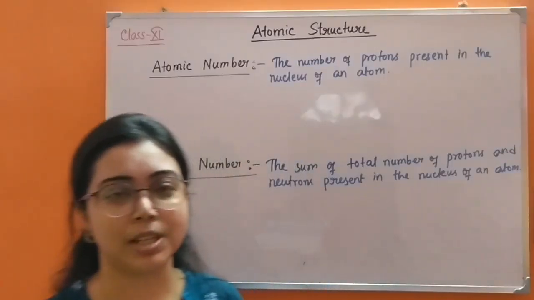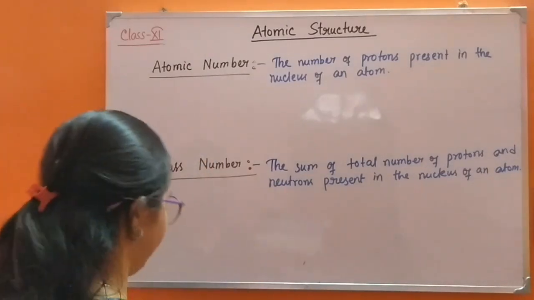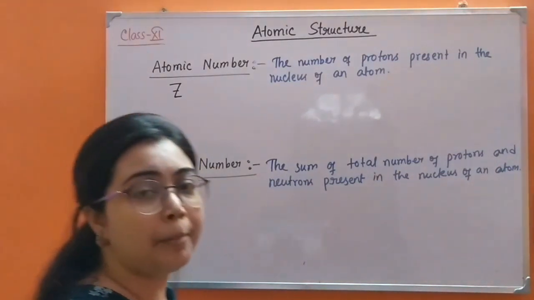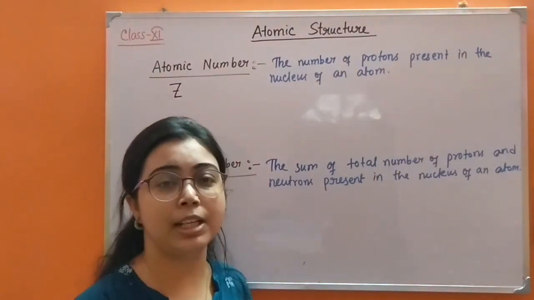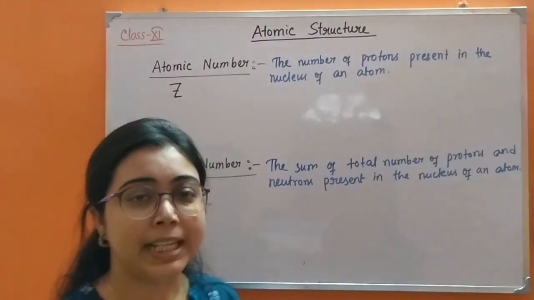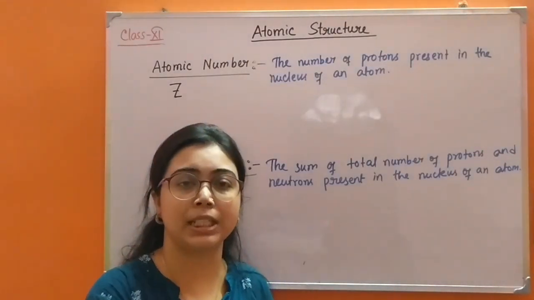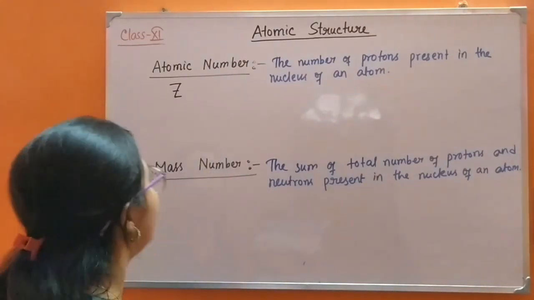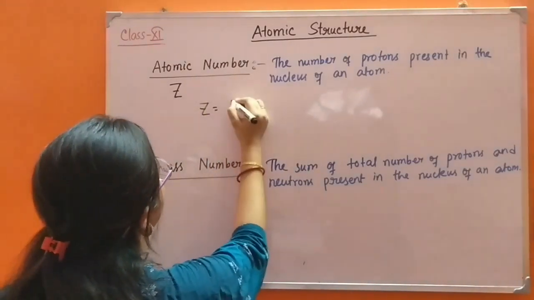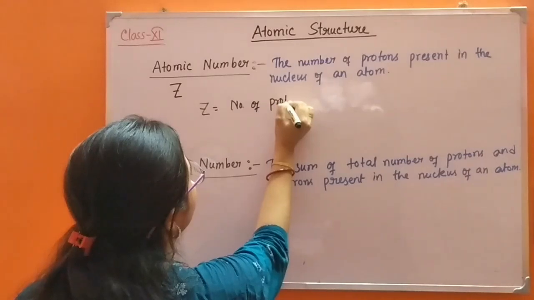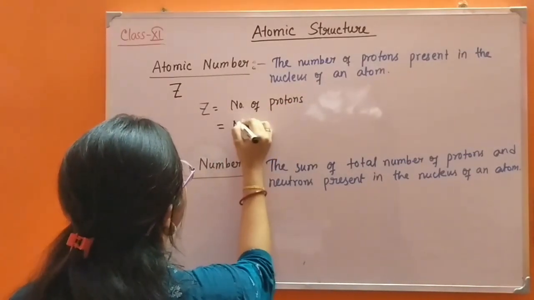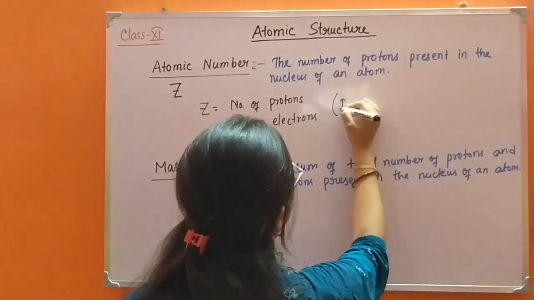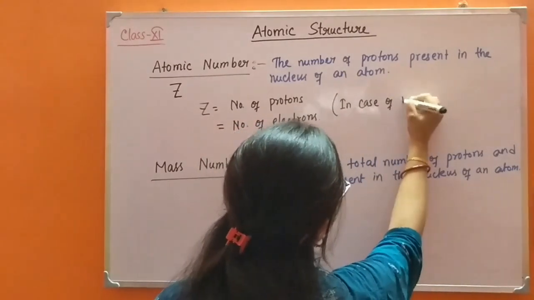Now, we will discuss some definitions. First, atomic number. Generally, atomic number is represented by Z, and the number of protons present in the nucleus of an atom is the atomic number. In a neutral atom, the number of protons present in the nucleus is equal to the number of electrons present outside the nucleus. So, atomic number Z equals the number of protons and also equals the number of electrons, in the case of a neutral atom.